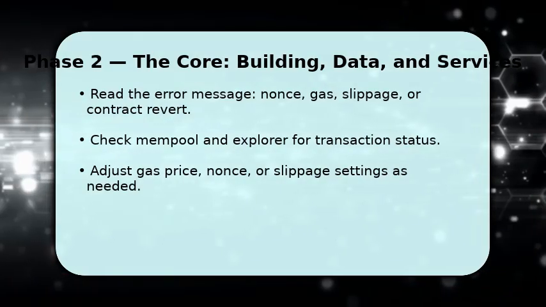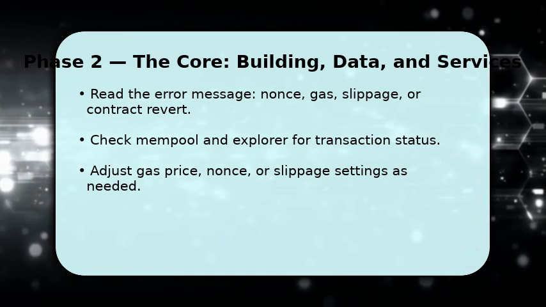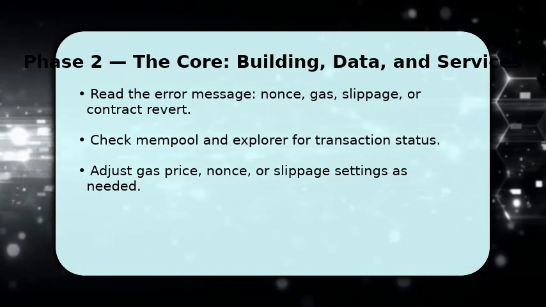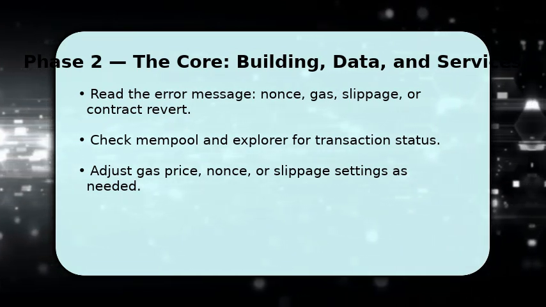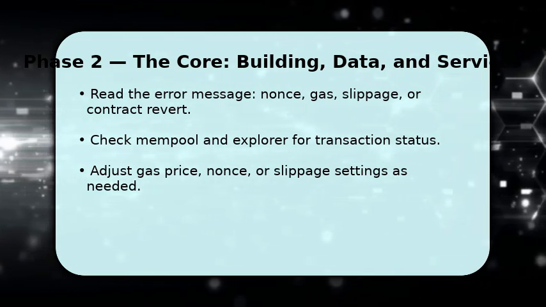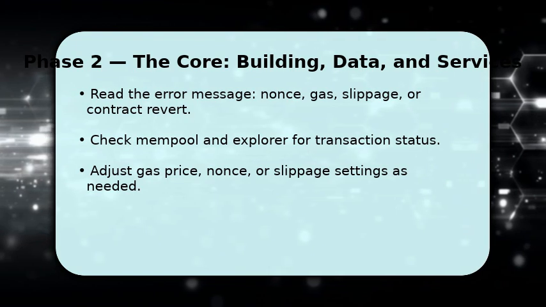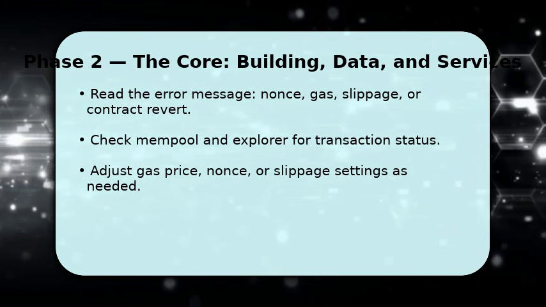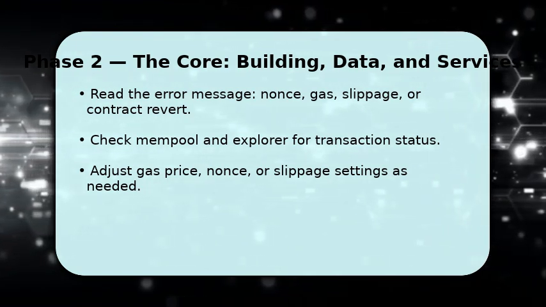Once done with basics, diagnose the specific error. Read the message closely. Nonce mismatch, low gas, slippage exceeded, or contract revert are common causes. Use a block explorer to find the TX status and mempool to see if it's pending or dropped. That tells you whether to speed it up or replace it.